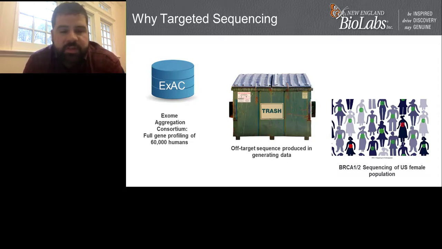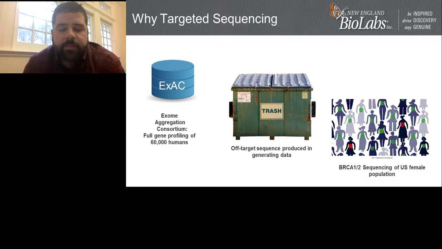So this is just an example, and I did some back-of-the-napkin calculations on this just to understand the performance of whole exome data. For these 60,000 humans, when we run whole exome sequencing, we're typically getting somewhere between 60 to 80% of the bases actually mapping to those targeted regions, the regions that we're intending to capture that map to the protein coding regions. So 60 to 80% means that 20 to 40% of those bases are actually thrown out and thrown into the bin.